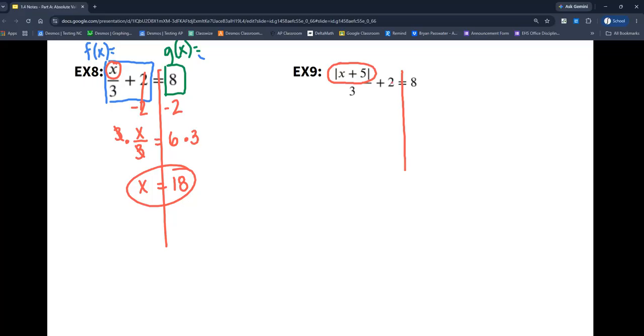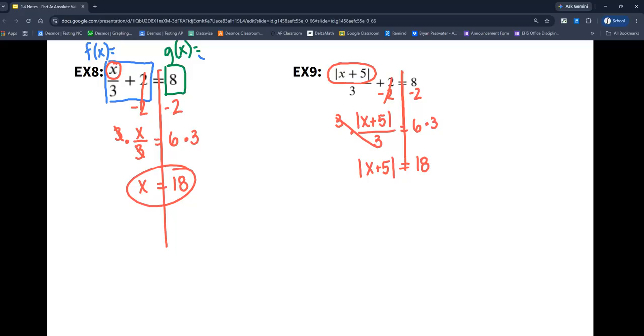That means I got a 2 and a 3 that I have to get rid of. So Gerardo, what do I do to get rid of that 2? Oh, you subtract it. Good. So that gives me absolute value of x plus 5 over 3 equals 6. Okay, what would I do next, Gerardo? You multiply 3 on both sides. Multiply by 3. Notice it doesn't look like the same problem, but is it kind of the same problem that we were just doing? We subtracted 2, multiplied by 3. So we got absolute value of x plus 5 equals 18.